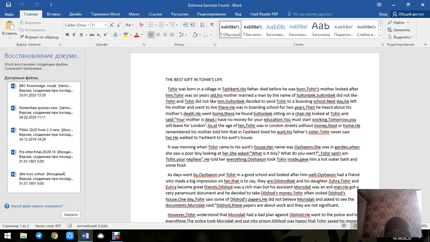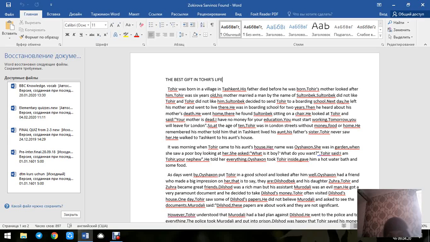His mother married a man by the name of Sultanbek. Sultanbek did not like Tahir, and Tahir did not like him. Sultanbek decided to send Tahir to a boarding school. Next day, he left his mother and went to live there. He was in boarding school for 2 years. Then he heard about his mother's death. He went home. There he found Sultanbek sitting on a chair.